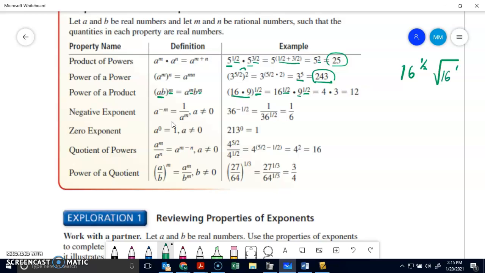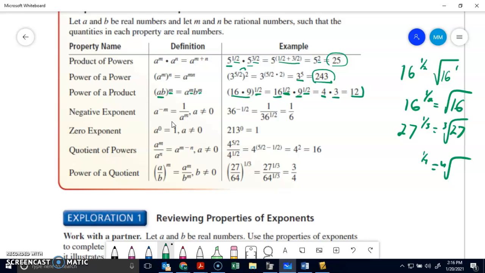So one thing you need to get used to: when you raise something to a 1/2 power, that's the same thing as saying take the square root. When you raise something to the 1/3 power, that's the same thing as saying the cubed root. Something to the 1/4 power is the same thing as saying the 4th root. So when I see raised to the 1/2 power, I'm thinking square root. Square root of 16 is 4, 9 to the 1/2 power, square root of 9 is 3, 4 times 3 is 12.